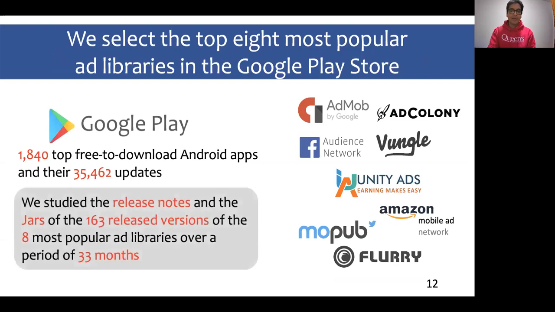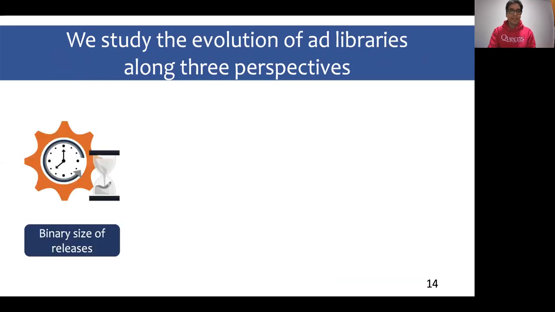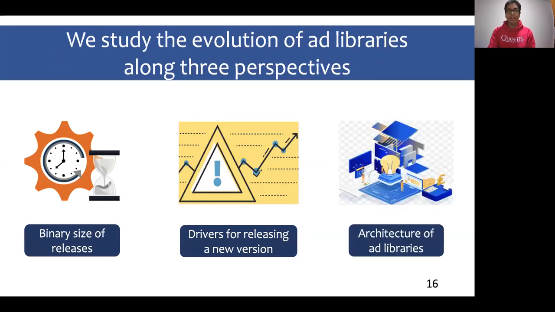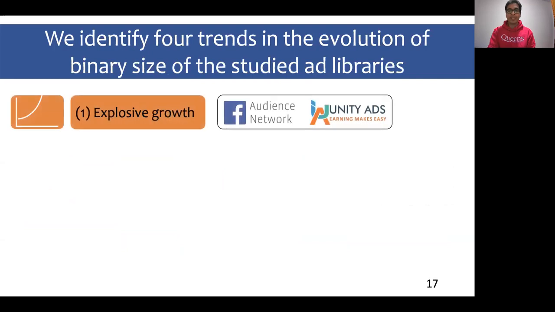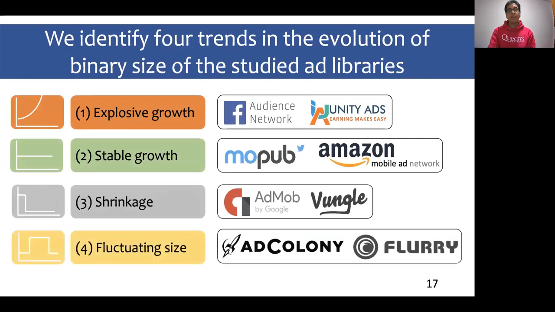Then we study the release notes and the binaries of these ad libraries over a period of 33 months. We study the evolution of ad libraries along 3 perspectives. We study the binary size of the releases. We also study the reasons for releasing a new version. And finally, we study the architecture of ad libraries. We identify 4 trends in the evolution of binary size of the studied ad libraries: explosive growth, stable growth, shrinkage, and fluctuating size. For the shrinkage and fluctuating size, we observed that ad library developers try to reduce their size by modularizing their architecture.